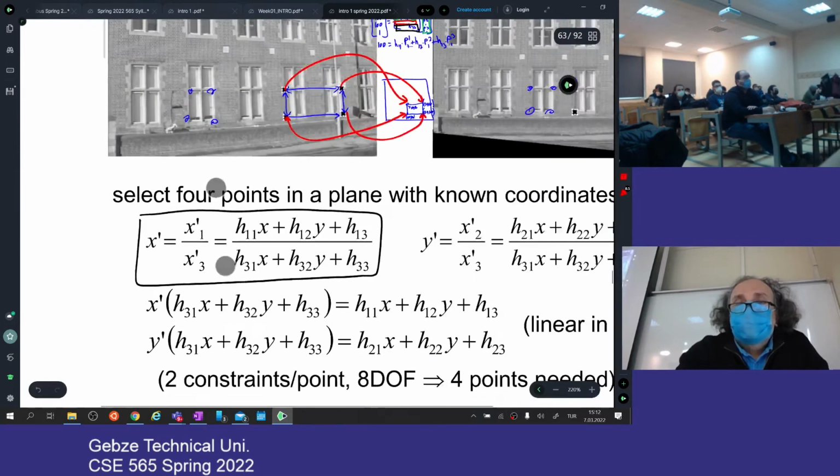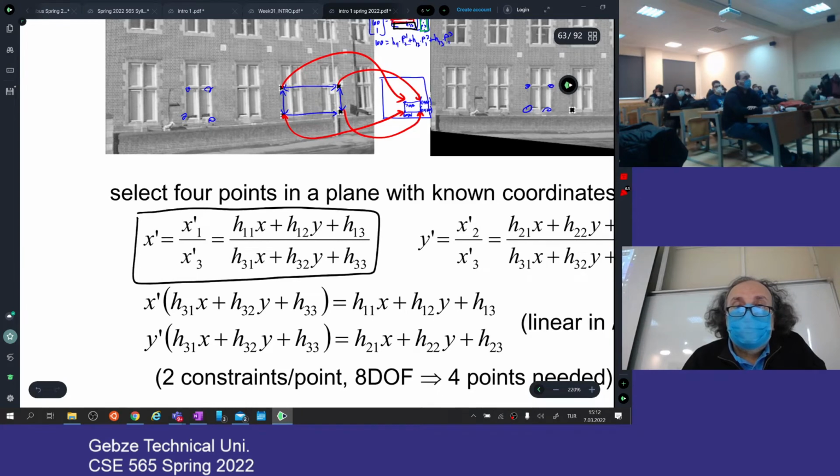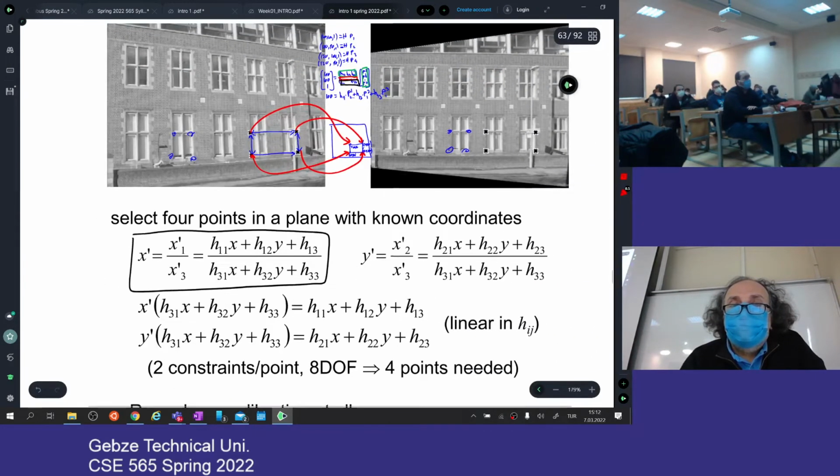X is the normal real image. X prime is the projection. Point in the real image. Well, no. I mean, see this one. H11 times x, H12 times y, H13 times 1. So this one is in homogeneous coordinates, and this one is in homogeneous coordinates too.